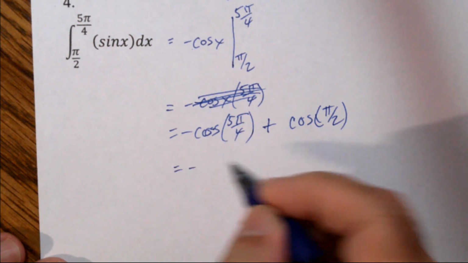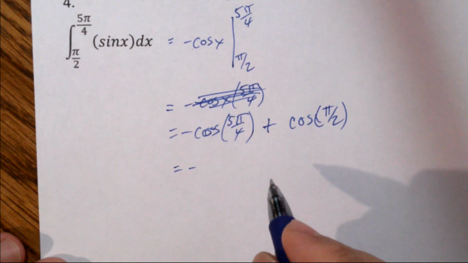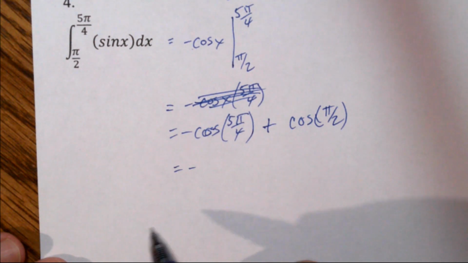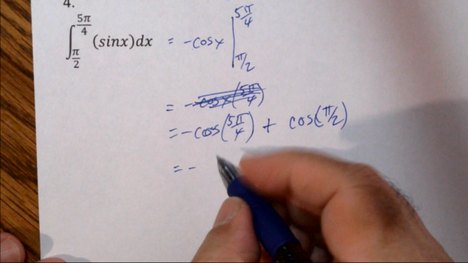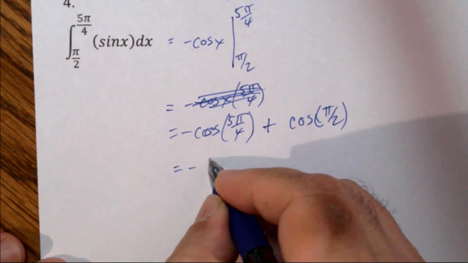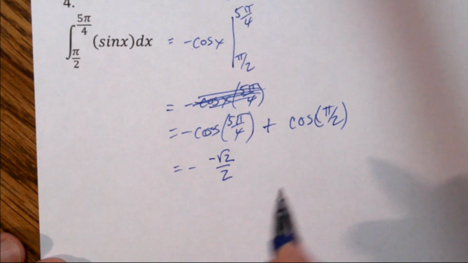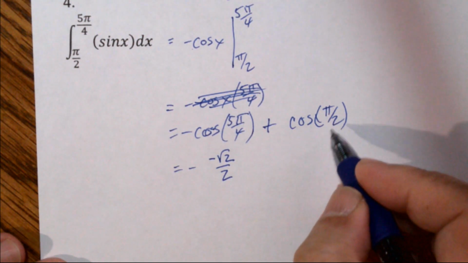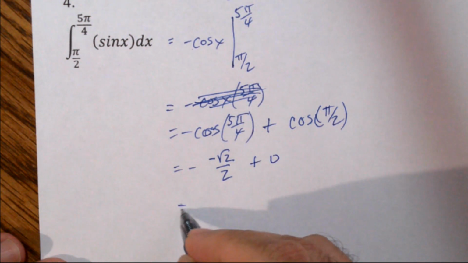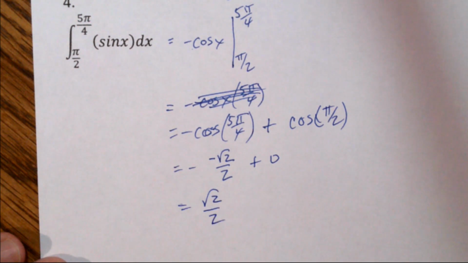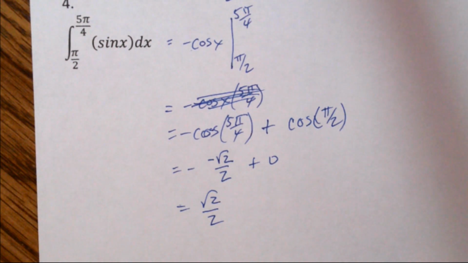Well, cosine of 5 pi over 4, that's more than pi, so it's in the third quadrant. That's going to be negative root 2 over 2. So it's a minus a negative, or a negative of a negative. And cosine of pi over 2 is 0. So this is just square root of 2 over 2. And that's the answer to number 4. Number 5.